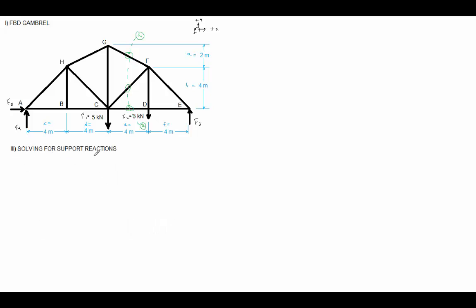I always write solving for support reactions, plural, even if I'm only going to solve for one, and that's perfectly acceptable. In this case, since we're using the right side, we only need to solve for F3.